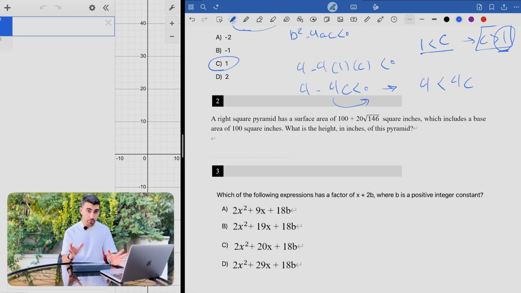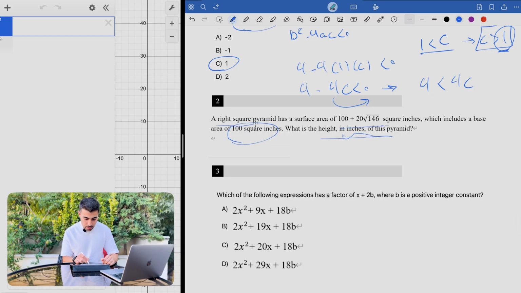This is a geometry question that most students struggle with, and it's a question that shows up in the second module as a hard question. Here it says a right square pyramid has a surface area of this much square inches, which includes a base area of 100 square inches. What is the height in inches of this pyramid? Now this question has a trick, which I'm going to tell you at the end of the solution. But let's just solve what the question is asking us for right now.